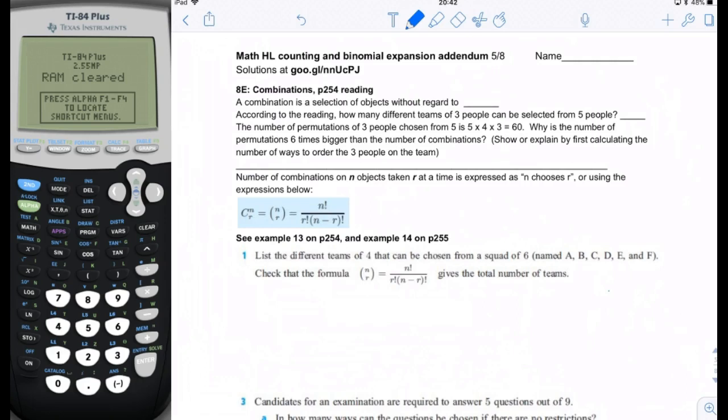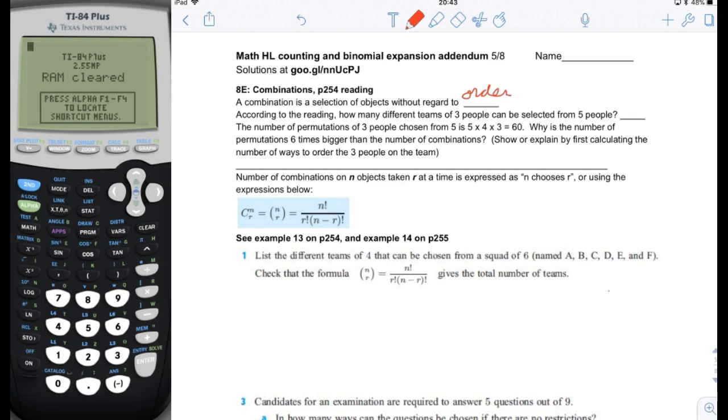Remember that permutations is basically every way you can take a certain number of objects out of a group of objects and put them in different orders. And a combination is kind of like that, except it's all the different ways you can take a certain amount of objects out of a group of objects, but without worrying about the order. So let's show how those two are related. A combination is a selection of objects without regard to order.